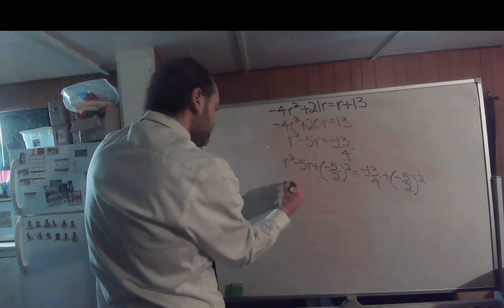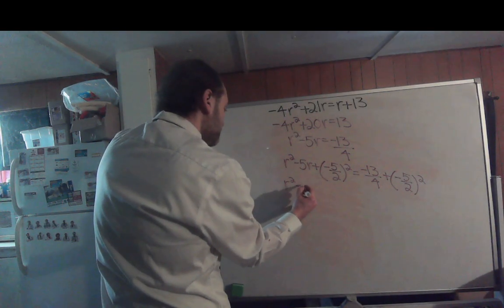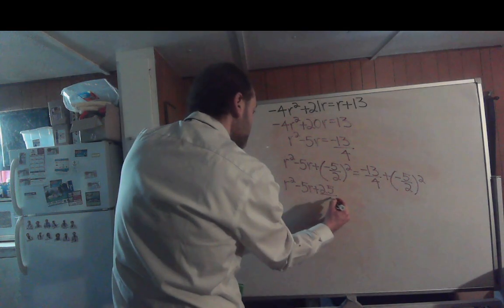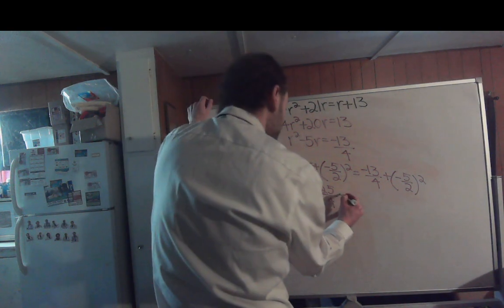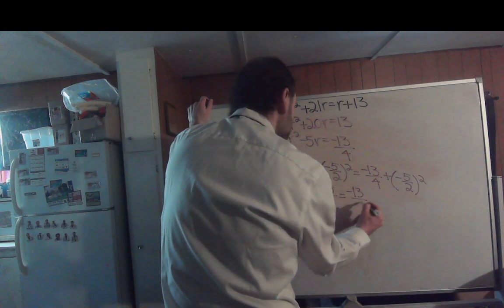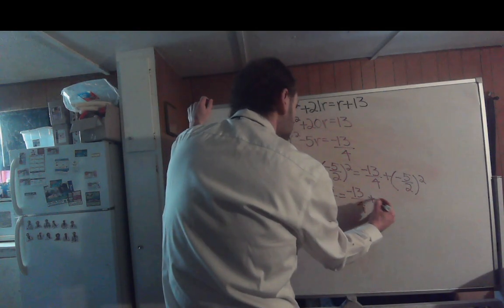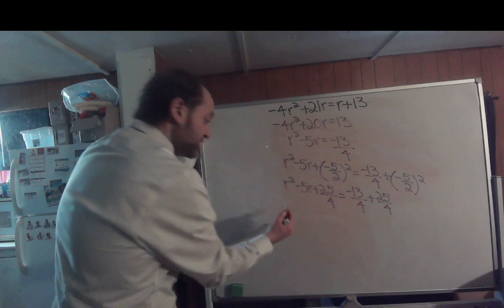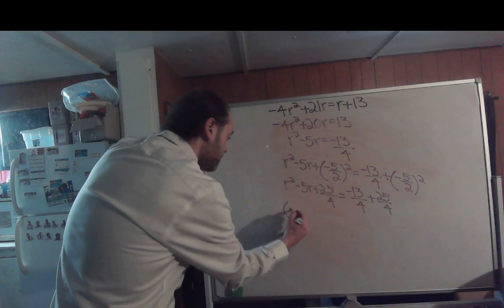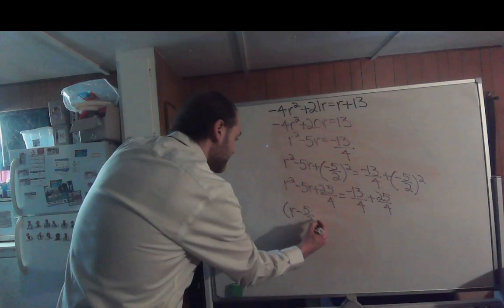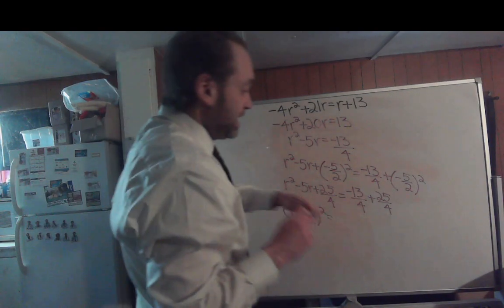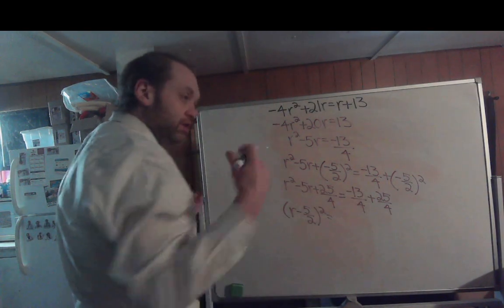So this would turn into r squared minus 5r plus 25/4 would equal negative 13/4 plus 25/4. So the left side becomes a binomial square of r minus 5 halves raised to the second power would equal the right side. Well, negative 13 plus 25 is 12. 12 divided by 4 is simply 3.